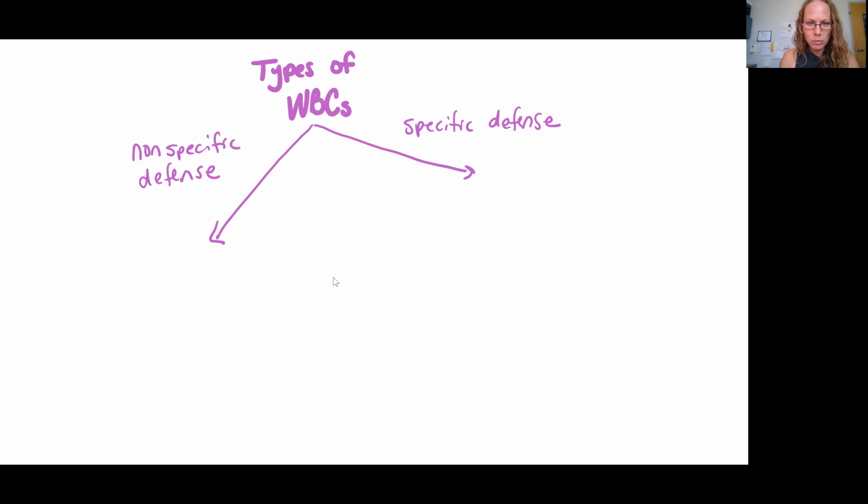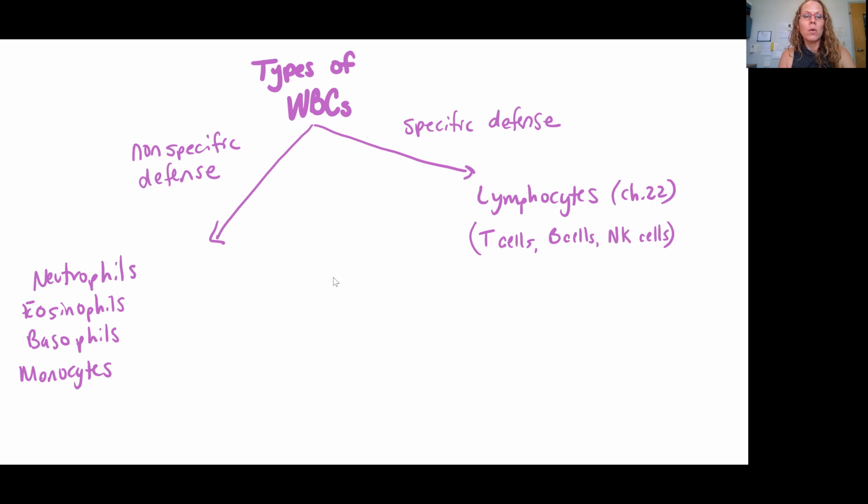When we talk about nonspecific defenses, which are going to be part of our Unit 2, we are going to see that there are 4 types of white blood cells involved here. We have the neutrophils, eosinophils, basophils, and monocytes. All 4 of these have been named based on how they stain and what they look like under the microscope. You have a whole discussion of that in your chapter.